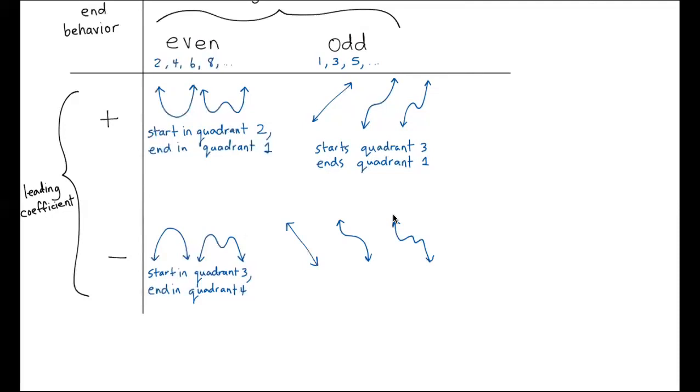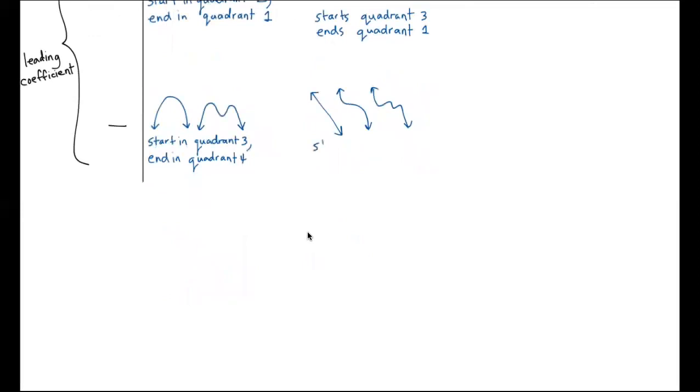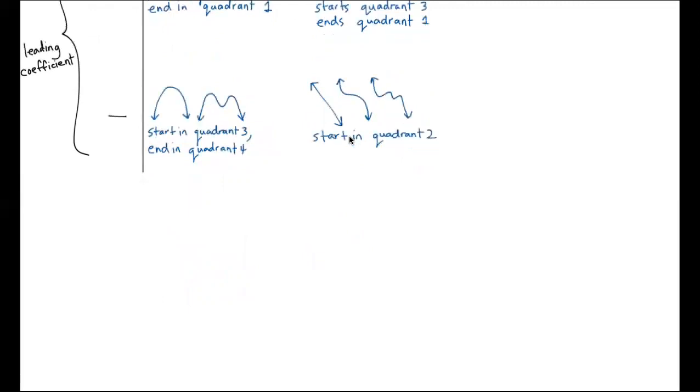Let me move those a little bit closer to each other. There we go. They all have this same end behavior. They start in the top left, so they're going to start in quadrant 2, and they're going to end here in the bottom right, which is quadrant 4.